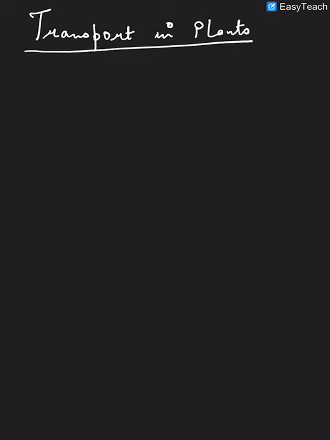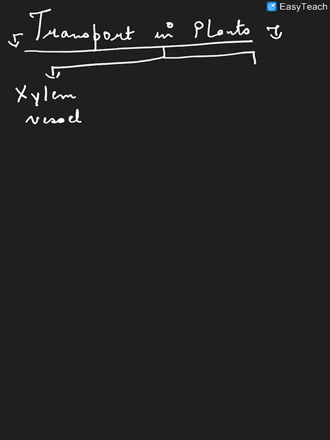Good morning, students. Today we will talk about transport in plants. So, transport in plants takes place by two major vessels, that are xylem vessel and phloem vessel.